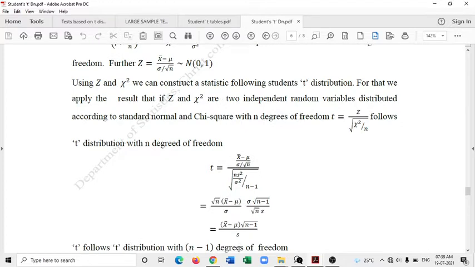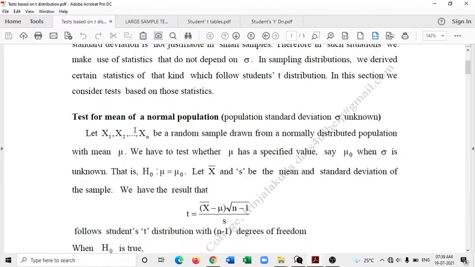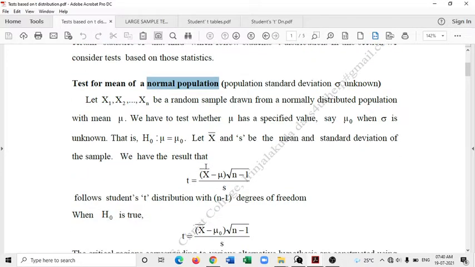Therefore, for the application of this statistic, it is mandatory that the sample is drawn from a normal population. That's why this test is exclusively for the mean of a normal population, with the sample small in size and sigma unknown. The test criterion based upon t distribution is applicable only for populations following normal distribution. So we have the statistic x bar minus mu root n minus 1 by s that follows t distribution with n minus 1 degrees of freedom.